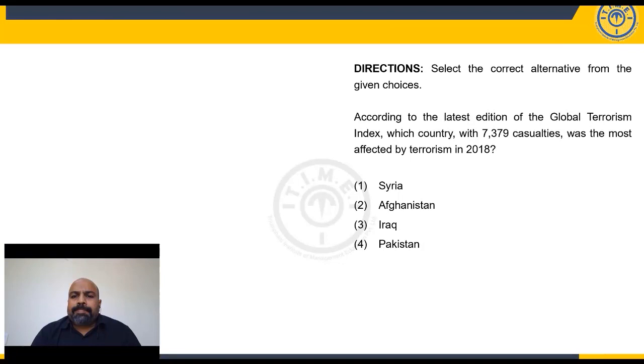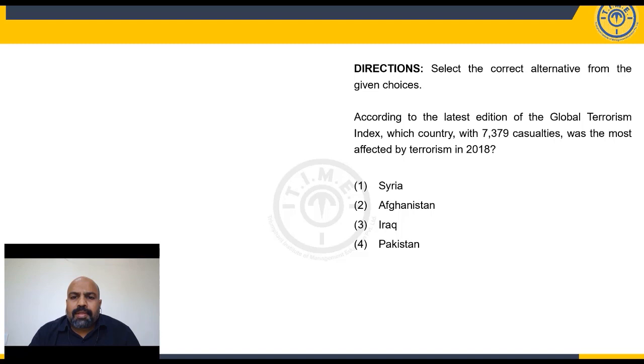As per the same index that we discussed in the previous question, which country was most affected by terrorism? Answer is Syria. So what should you know about Syria? Syria, my friends, the capital is Damascus, D-A-M-A-S-C-U-S, Damascus.